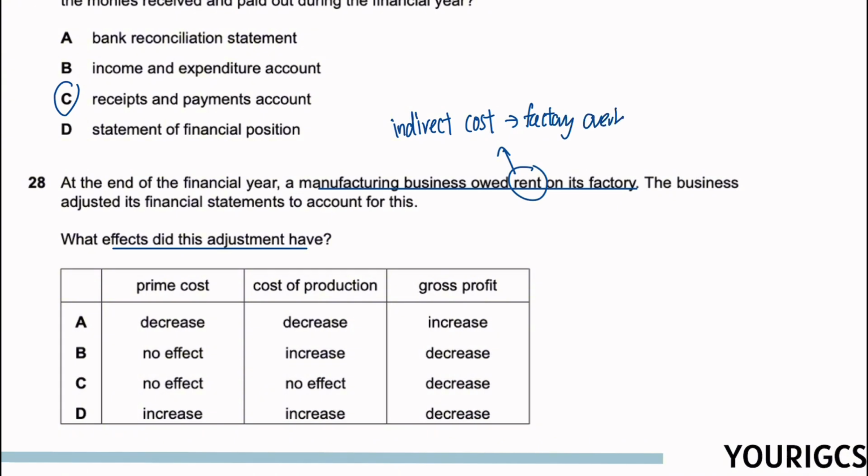If you're unsure, you can go through the format of your manufacturing account so you will know. Prime cost is when you record all the direct costs, so it's a total of the direct costs. There's no effect on it because this is an indirect cost. Cost of production, yes, it will increase. Gross profit: when your cost of production increases, your gross profit will reduce. So B is the answer.